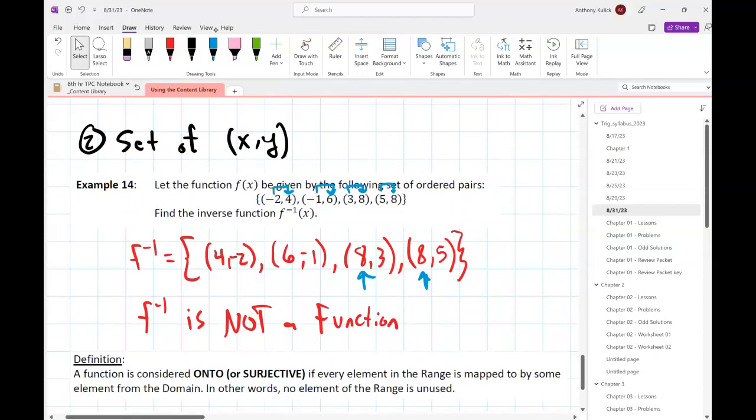So here, F is the set of ordered pairs (-2, 4), (-1, 6), (3, 8), and (5, 8). Is this onto? What's the range of F?